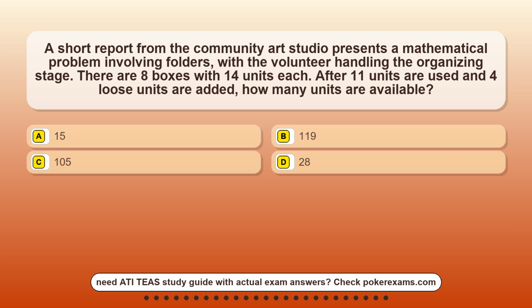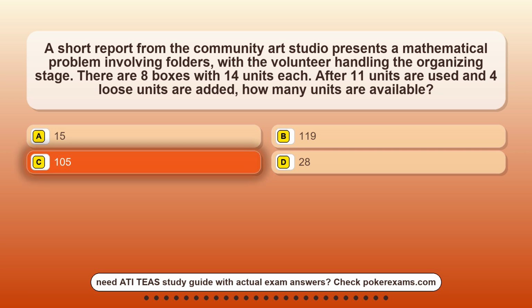A short report from the Community Art Studio presents a mathematical problem involving folders, with the volunteer handling the organizing stage. There are 8 boxes with 14 units each. After 11 units are used and 4 loose units are added, how many units are available? Option A, 15. Option B, 119. Option C, 105. Option D, 28. The correct answer is option C, 105.